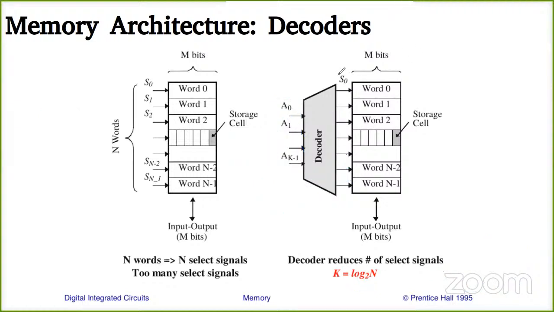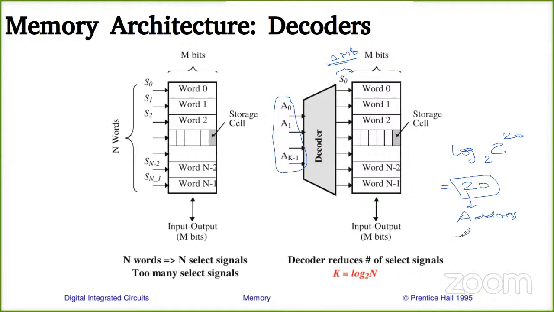Generally we have around 1 megabyte, that is about 10 raised to 6 address lines. For that, you will require 20 select lines. What is 1 MB? 1 MB is 2 raised to 20, so log 2 to the base 2 raised to 20 is 20. You will require 20 address lines to access 2 raised to 20, that is 1 megabyte of memory locations.